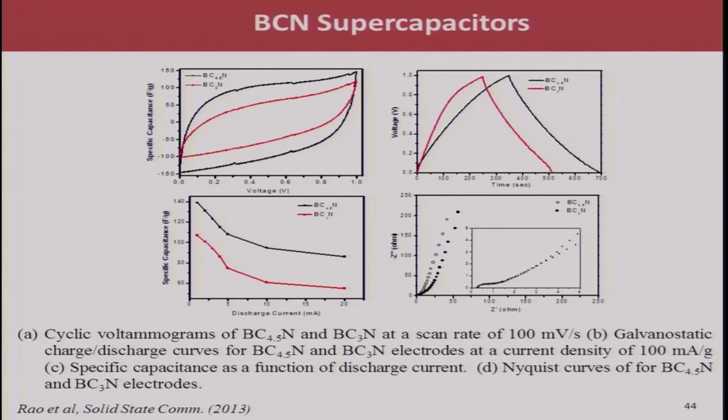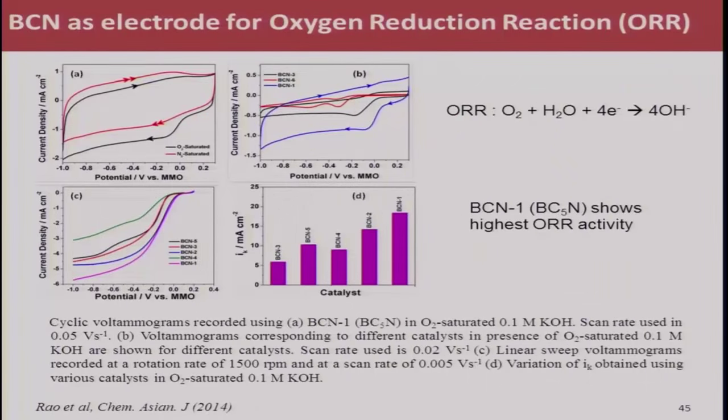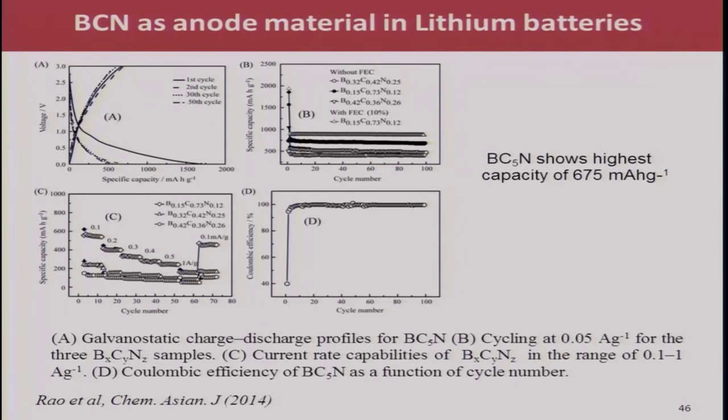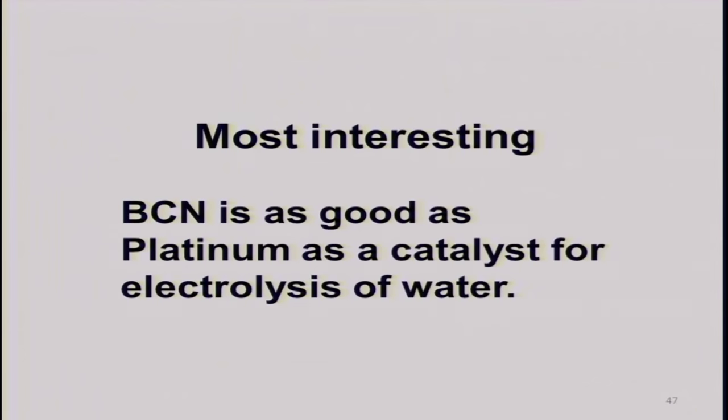We have been able to make very good supercapacitors out of it with fairly good specific capacitance. One of my friends has shown it to be very good for the oxygen reduction reaction in fuel cells, and also used as an anode in lithium batteries. And this is what I put in just six days ago, before I left Bangalore. I could only put this one, but didn't have time to put the data. Given the properties of these materials, I thought we should be able to make a borocarbon nitride which is a very good catalyst for electrolysis of water.